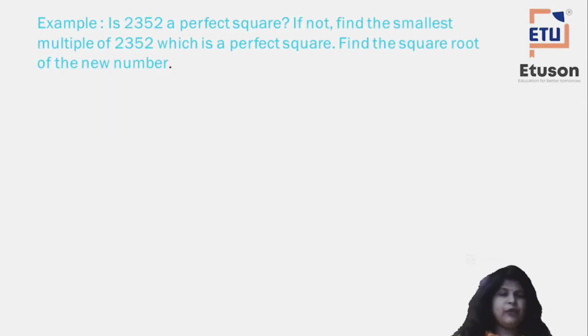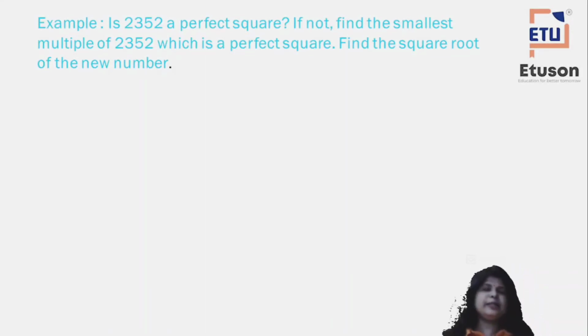Is 2352 a perfect square? If not, find the smallest multiple of 2352 which is a perfect square. Find the square root of the new number. Okay. So for that, first we have to find the prime factors of 2352.